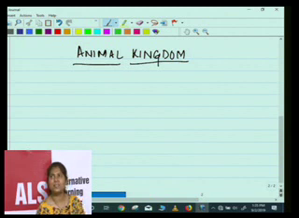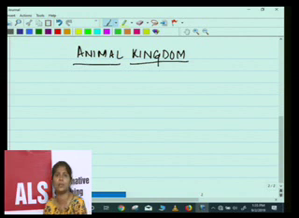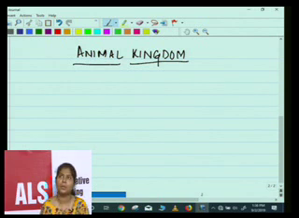Before we start this chapter, let me know if we have done biological classification and living world. Since this chapter is in continuity with that unit, have we done that chapter, biological classification? Okay, fine. Living world has been done.